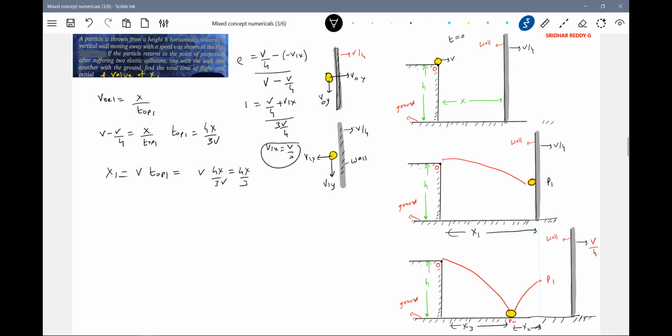TOP1, TOP2. Now we'll come to the y component of velocities. After collision, the y component of velocity: it will rebound with a speed vy, and finally it returns to this point. And the x component of velocity will not change. Here v1x, and it will be v1x only.